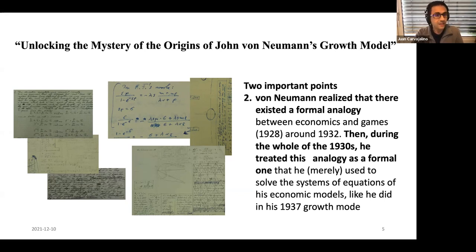And if you're familiar with his 1937 growth model paper, this is exactly what he does. He sets a system of equations that are supposed to characterize a sort of economy. And the connection with games only appears when he's solving the system of equations. Different aspects, different moments of the mathematical work that he's doing.